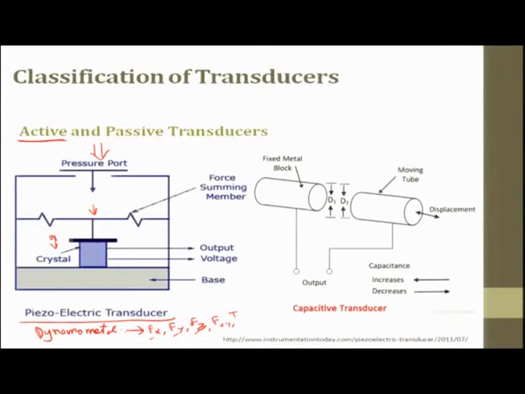When we talk about passive sensors, there is a fixed metal block here and a moving tube. The block moves inside the moving tube, which gives a displacement. Based upon this movement, there is a change in capacitance, and you can see the direction of increase and the direction of decrease. What we get as output is a capacitance type transducer. Here we apply power and get this capacitance value. That is why it is called a passive transducer.